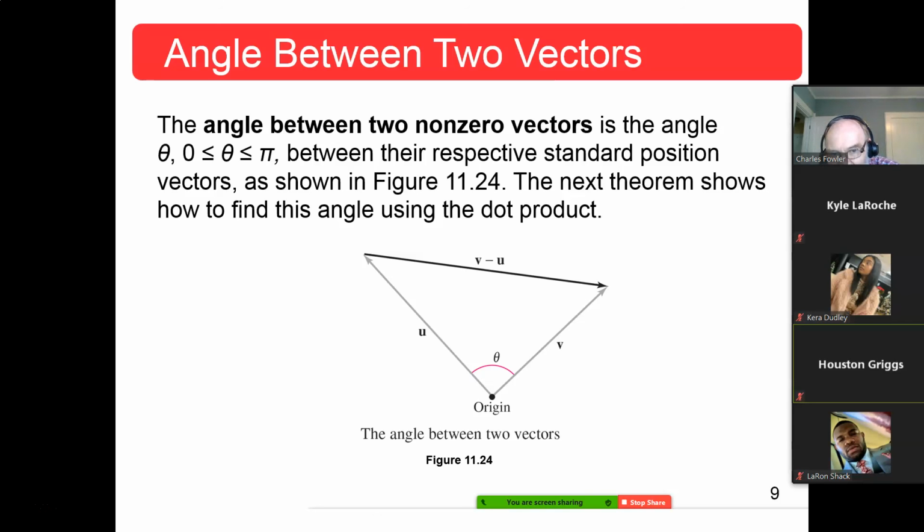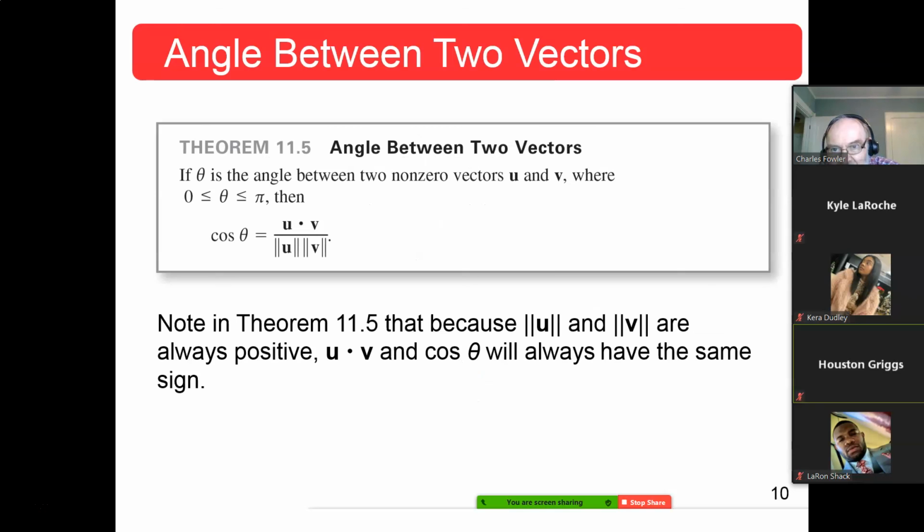Now what's that angle in between there? Here's the theorem. If theta is an angle between two non-zero vectors u and v, where theta is between 0 and pi, then here is the answer. That's equal to the dot product of the two vectors divided by the product of their magnitudes. They're just giving it to you. That's what that angle is.